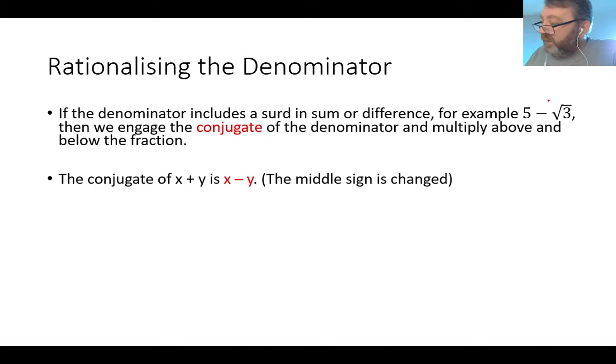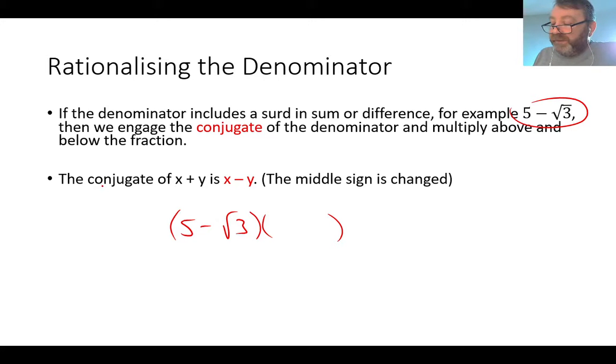Now, what do I mean by that? Well, first of all, let's just take the example I have here. Let's take 5 minus root 3. If somebody said to me, rationalize that, because the surd is a part of a sum or a difference, I multiply it by its conjugate. Now, look at what I say here in the second line. The conjugate of any sum or difference is, the middle sign has been changed. So the conjugate of x plus y is x minus y. So therefore, the conjugate of 5 minus root 3 is 5 plus root 3. So if I want to get the conjugate of a sum or a difference, I just change the middle sign.